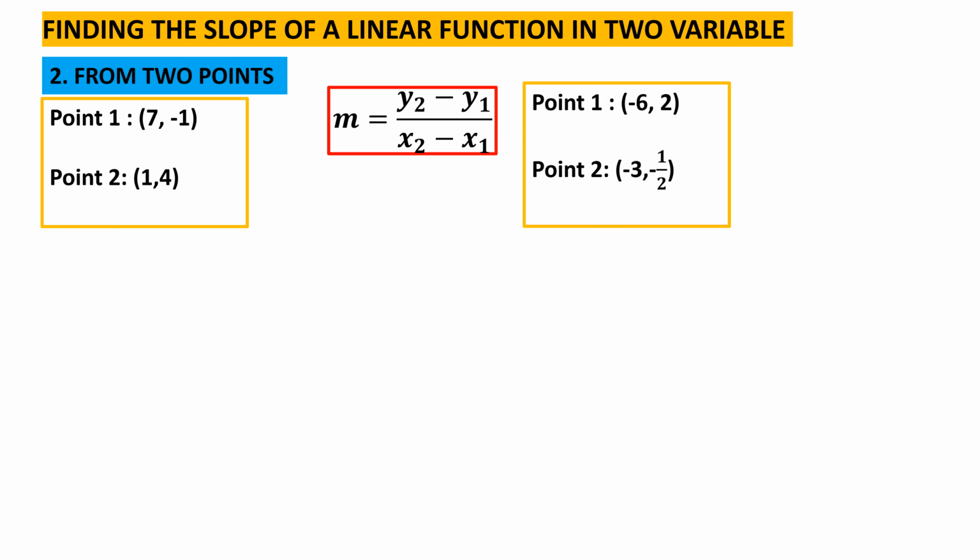Let's proceed to the second method. So if 2 points were given, the graph is no longer given, only 2 points were given. So what is the needed formula to find the slope if only 2 points were given?